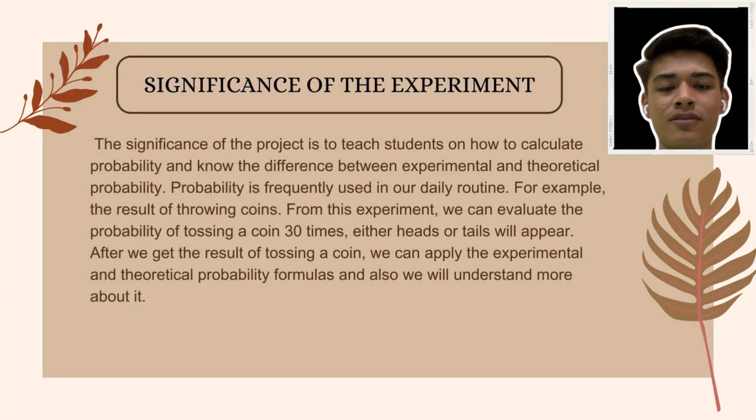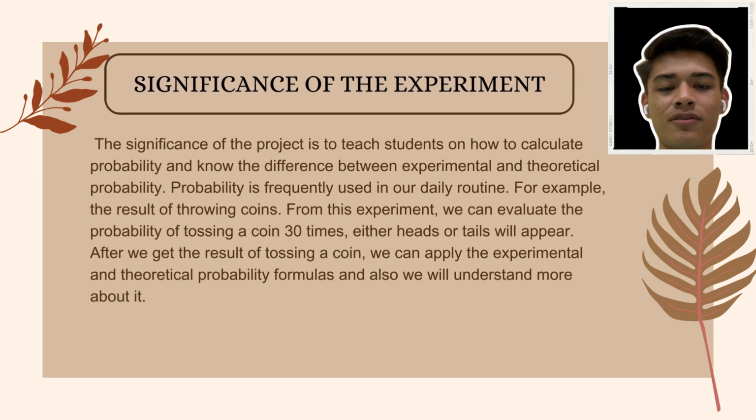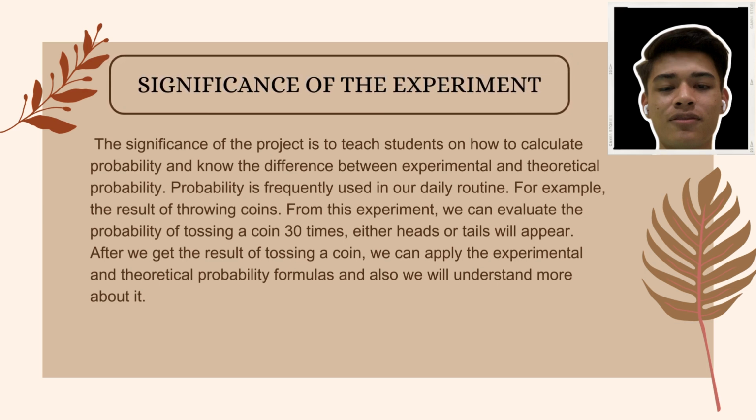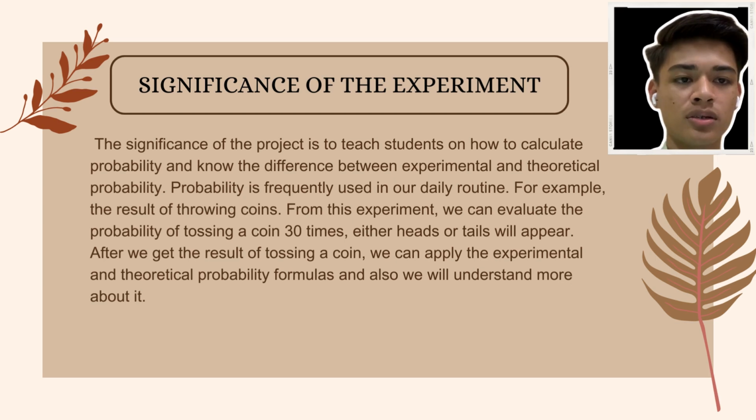The significance of the project is to teach students how to calculate probability and know the difference between experimental and theoretical probability. Probability is frequently used in our daily routine, for example, the result of throwing coins. From this experiment, we can evaluate the probability of tossing a coin 30 times, where either head or tails will appear. After we get the result, we can apply the experimental and theoretical probability formulas, and we will understand more about it.